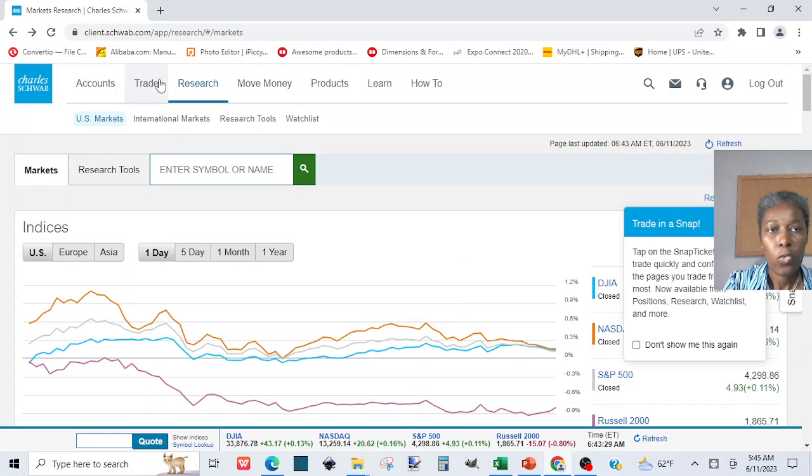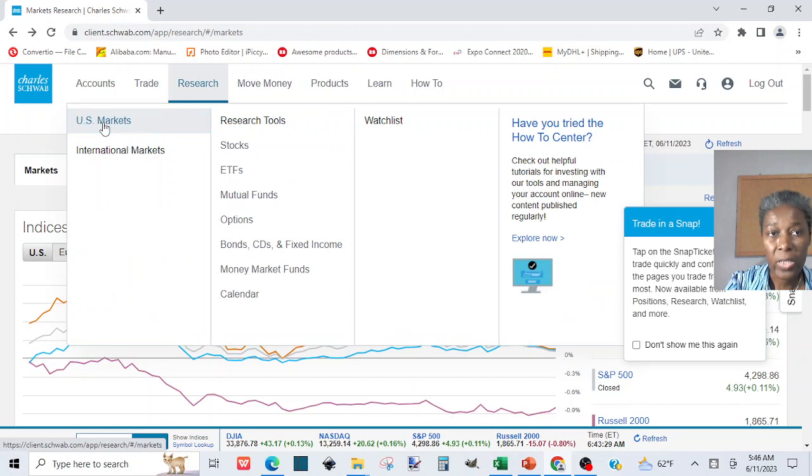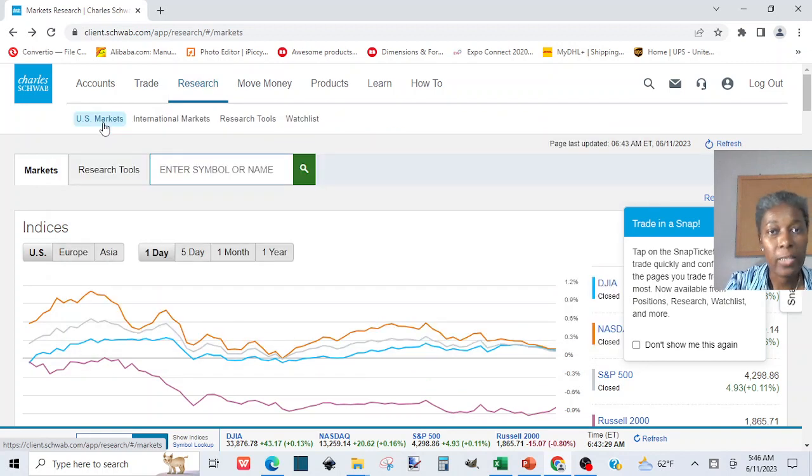So once you log into your Charles Schwab account, you by default will be under account and under summary. You will click in the top bar on research and then click on US market. We want to find dividend stocks, so we are going to research those stocks. And when you are on the US market page, you click on classic view if you have that option.